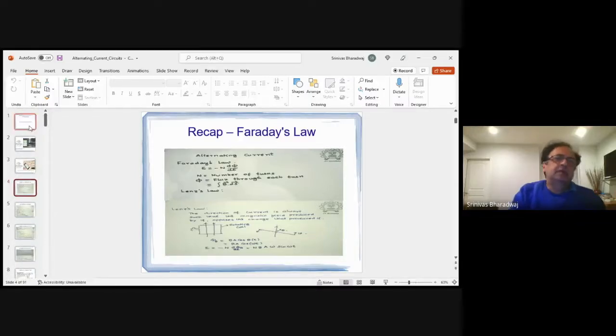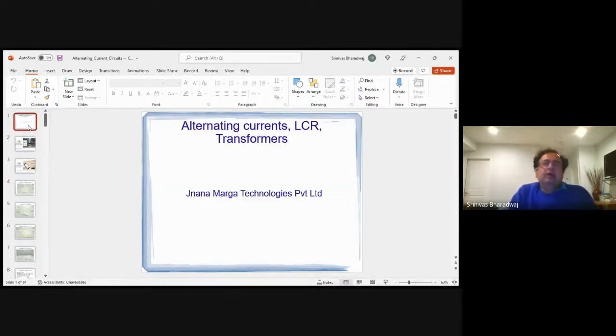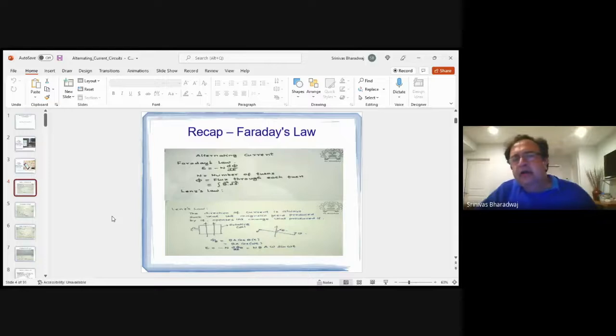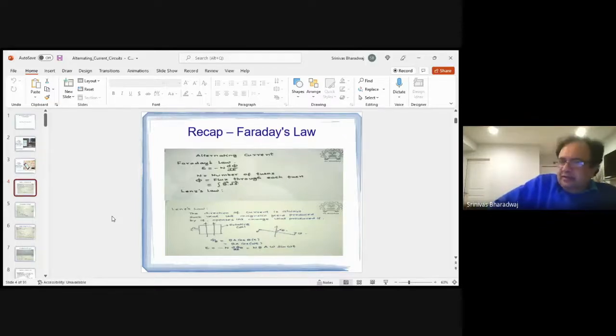Hi, students. So we continue our discussion with alternating circuits. As you know, alternating current is the effect of generators which generate alternating current. It comes about because of a time varying magnetic field. Now, the time varying magnetic field basically comes because of the flux, right?